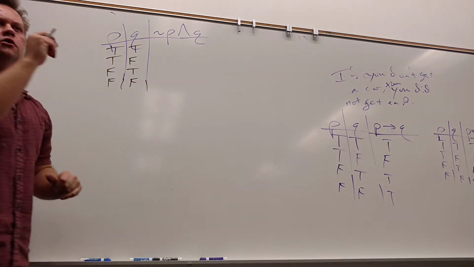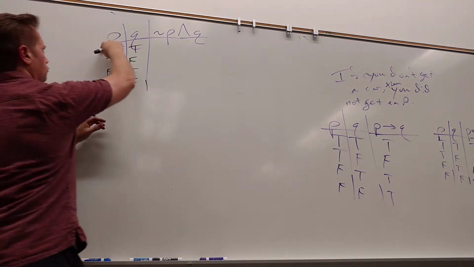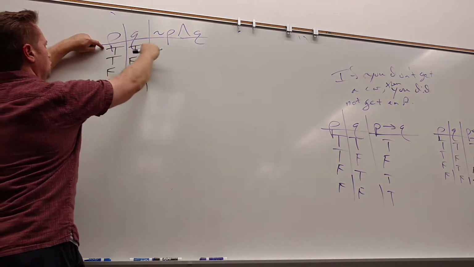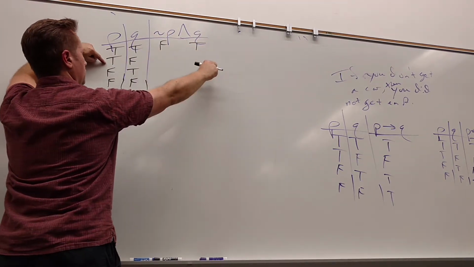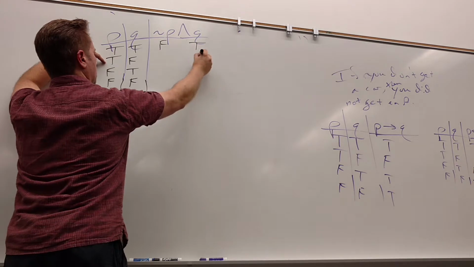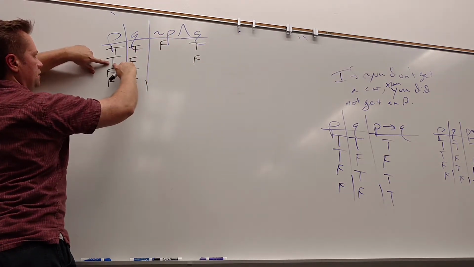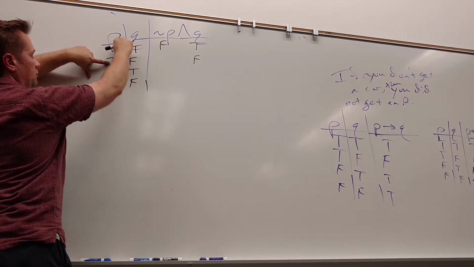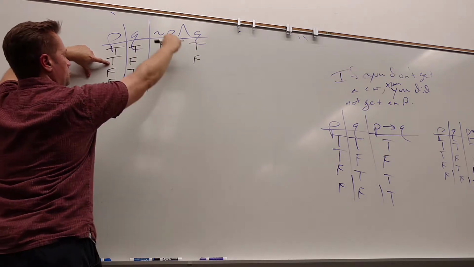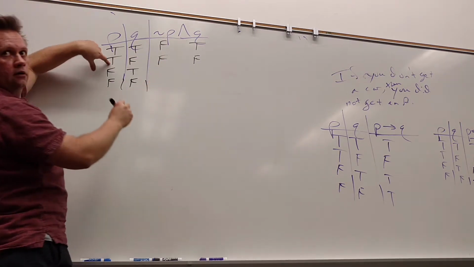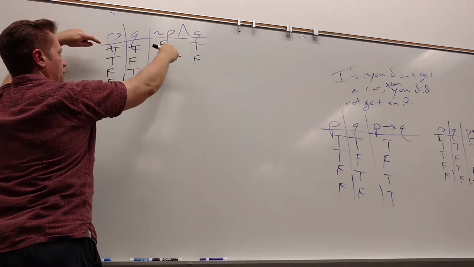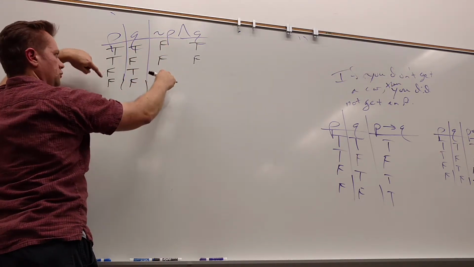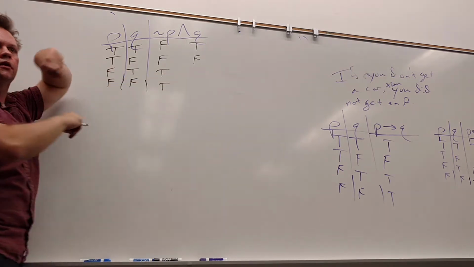Good. And I really want to make sure everybody understands. For this row, P is true, Q is true. So I know P is true, so not P must be false. For this row, P is true, so on this row, not P must be false. So if P is true, true, false, false, not P's got to be false, false, true, true. It's just the opposite of what P is.